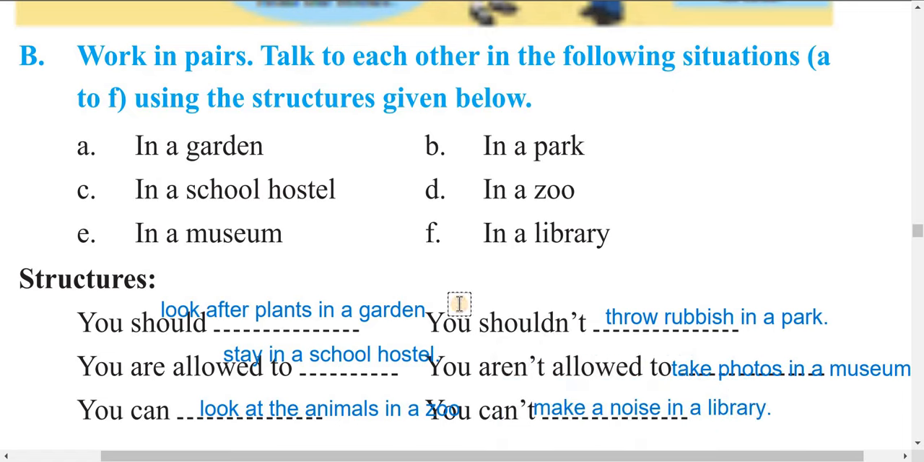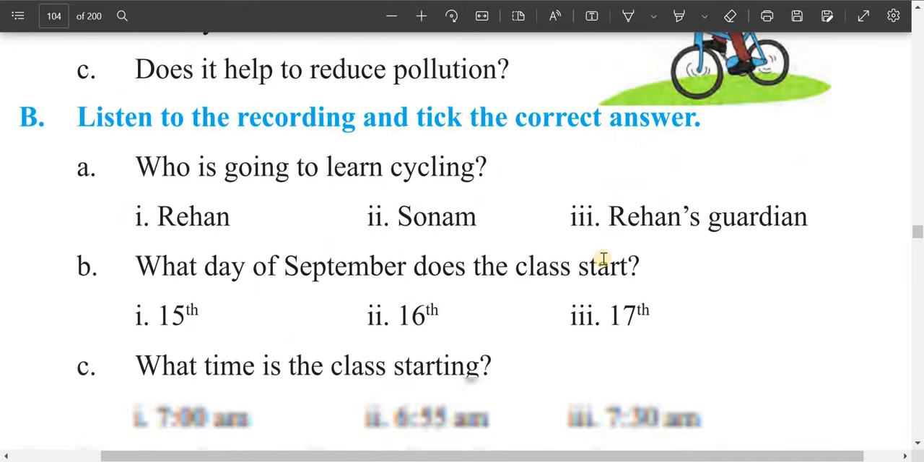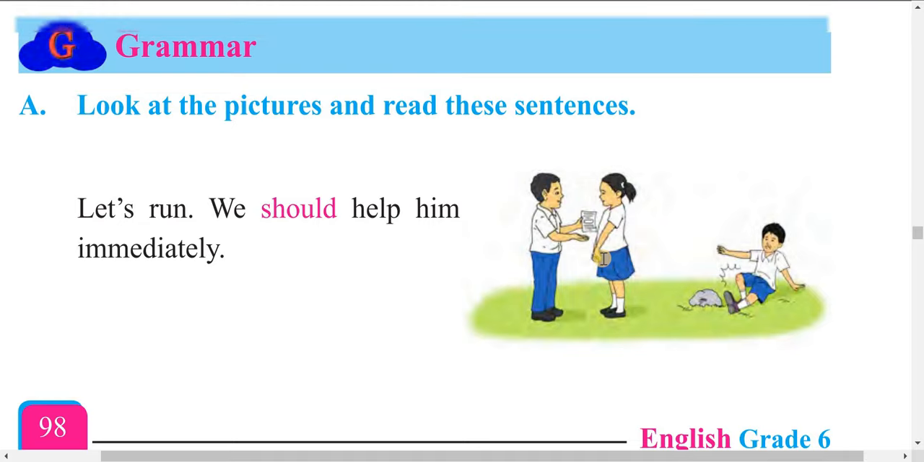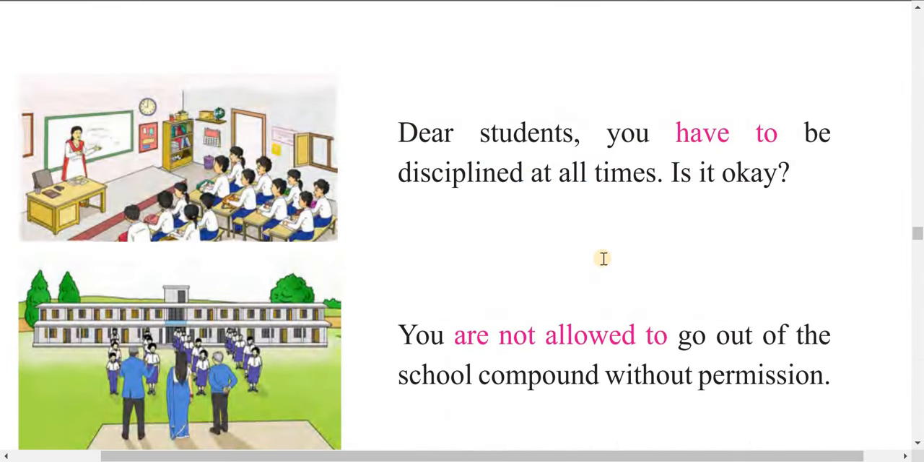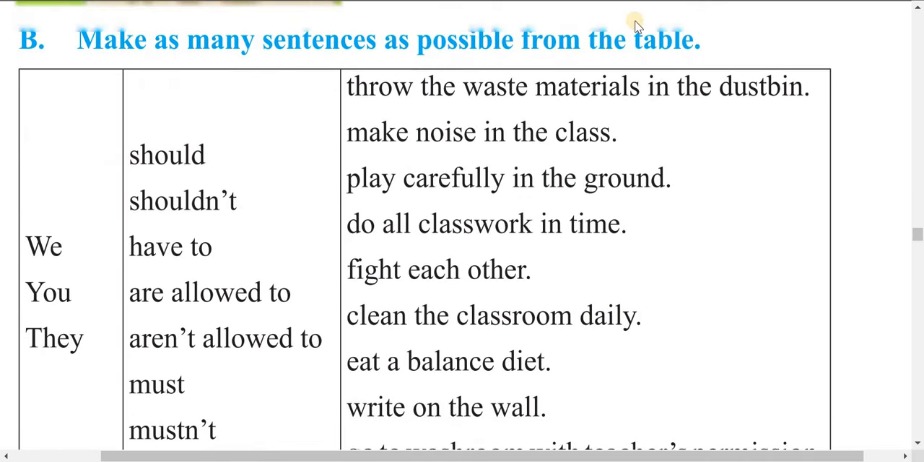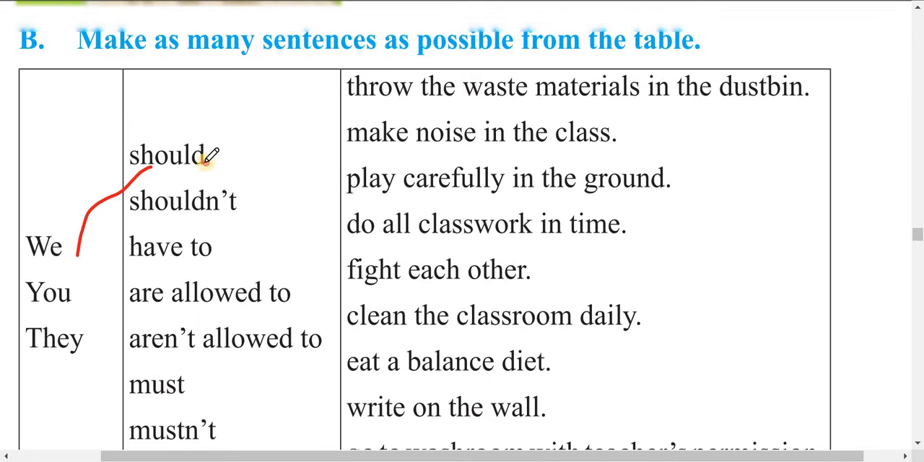Okay, students, let's do the next exercise. Here, on listening, I think your teacher has already provided you a chance to listen and do the exercise. Now we'll do the next one. You know the rules and regulations to be followed in the school and classroom. We can make as many sentences as possible from the table. It's very easy. We should play carefully in the ground, and we should not make noise in the class. We have to do all classwork in time.